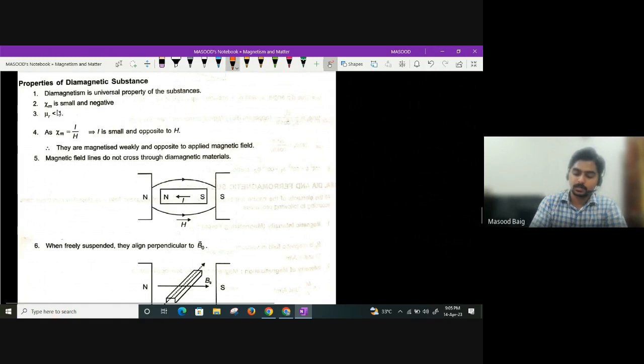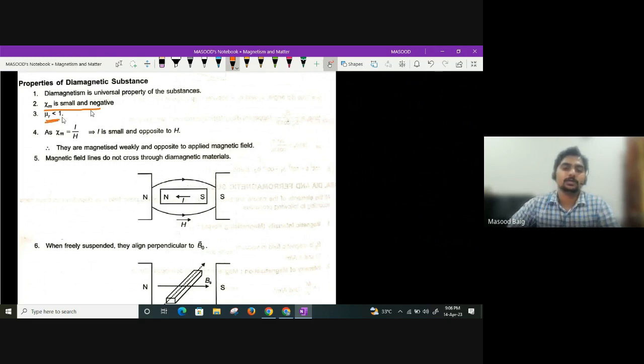For diamagnetic, susceptibility is small and negative. Because it is small and negative, relative permeability will be less than 1. So these are some properties again. How will they get magnetized? They get magnetized weakly, opposite to the applied magnetic field. And magnetic lines do not cross through them.